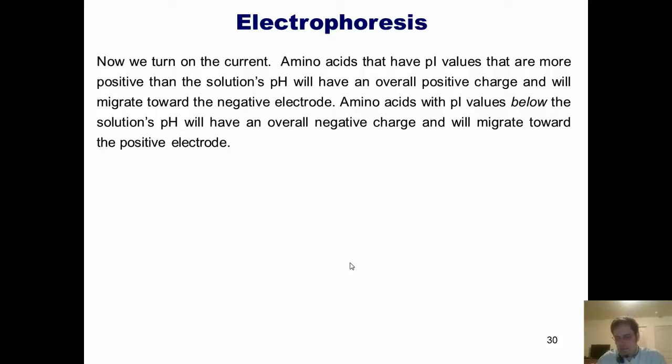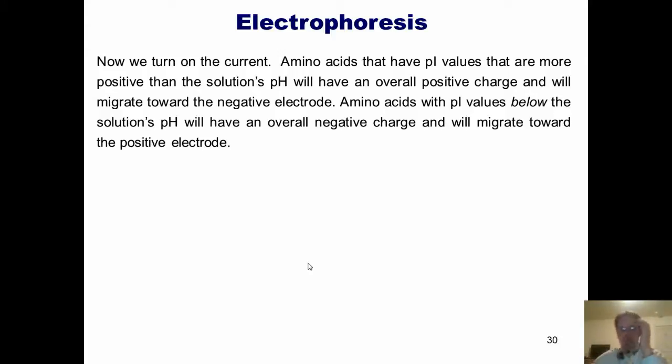Simply put, amino acids that have isoelectric point, or pI values, that are more positive than the solution's pH will have an overall positive charge and will migrate toward the negative electrode. Amino acids with pI values that are below the solution's pH will have an overall negative charge and will migrate, or feel attracted, toward the positive electrode.